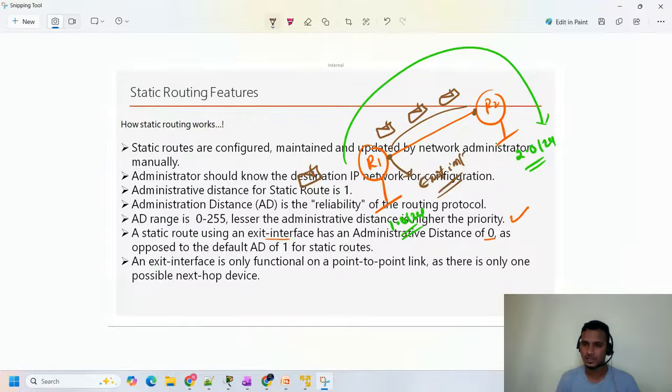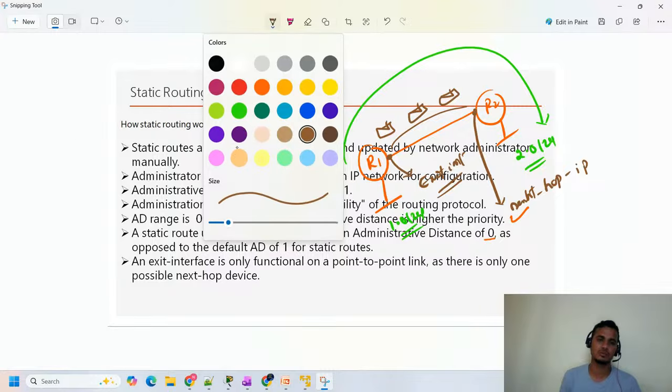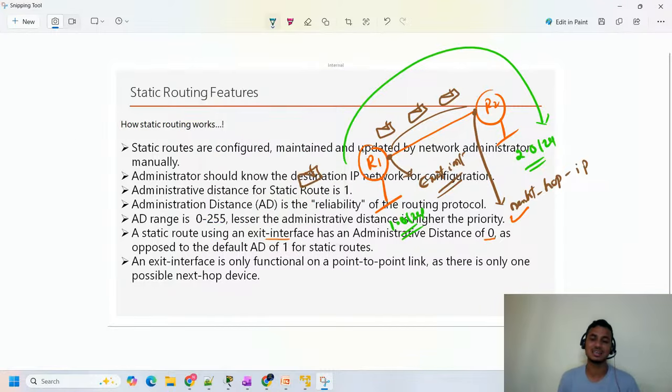So this interface is going to become your next hop IP address, the next hop IP. So two things are very important. One is the exit interface and the second is the next hop. Exit interface means if you are configuring the route like this in router 1, you are in router 1 privilege mode.